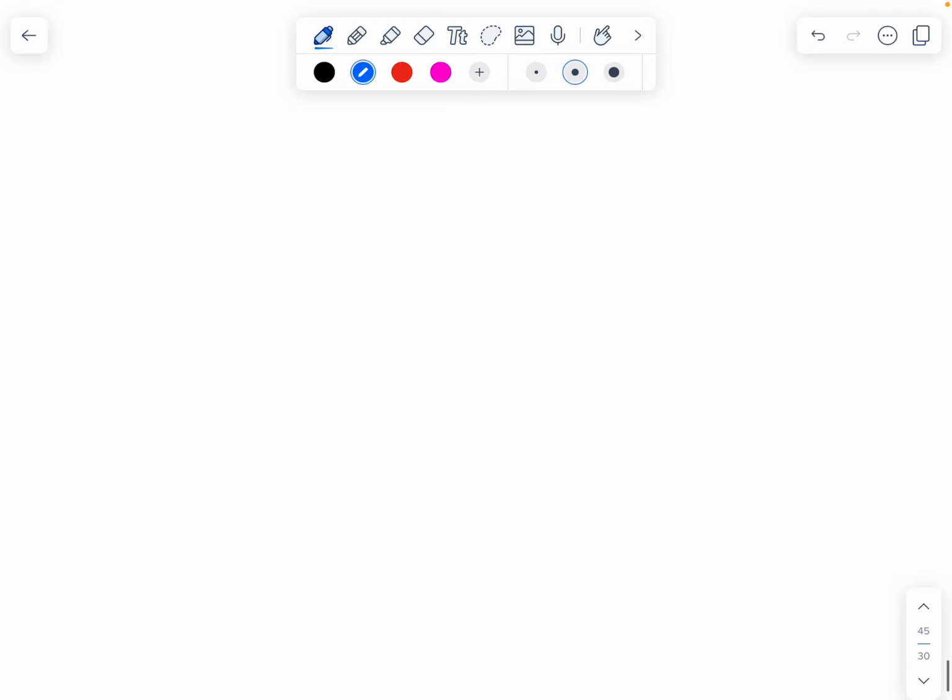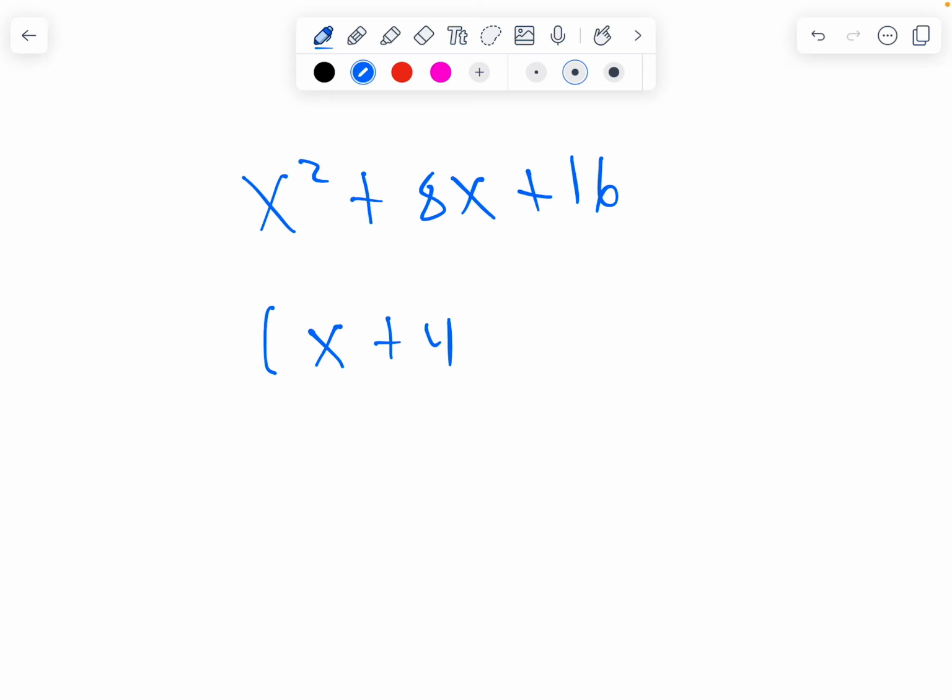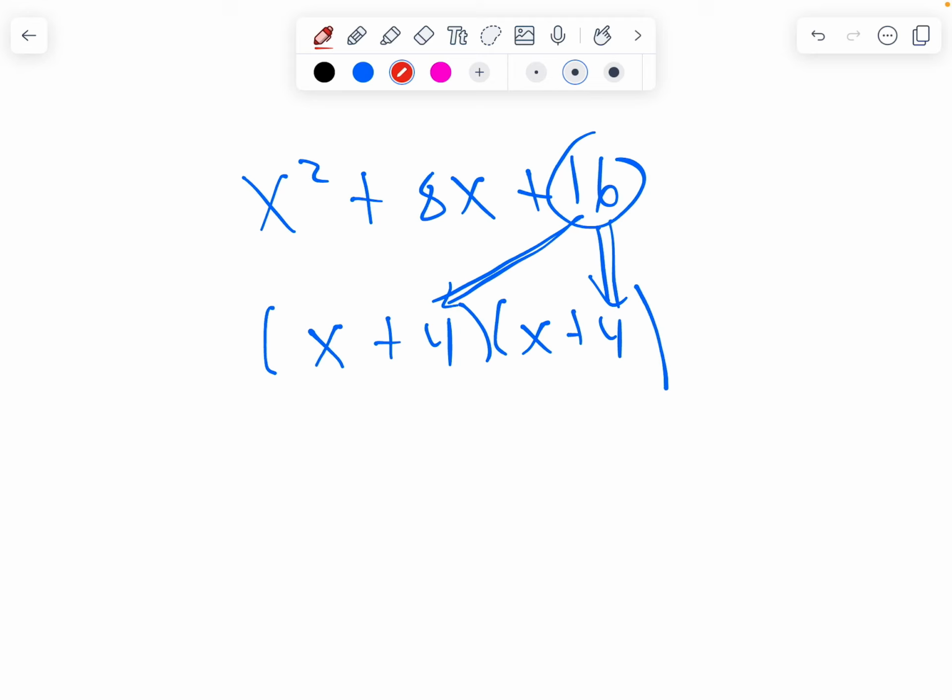Okay, the last special case is something called perfect squares. Speaking of perfect squares, we just had x squared plus 8x plus 16. We can write this as x plus 4 times x plus 4. Basically, you can think of this as taking the square root of 16 and going right there. Or you could also think of this as taking half of 8.